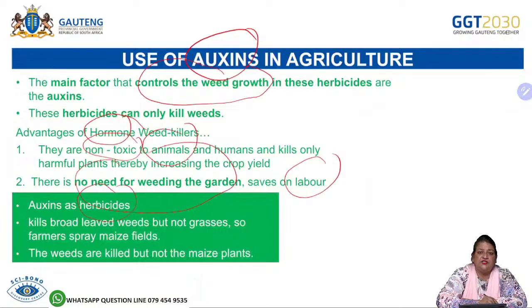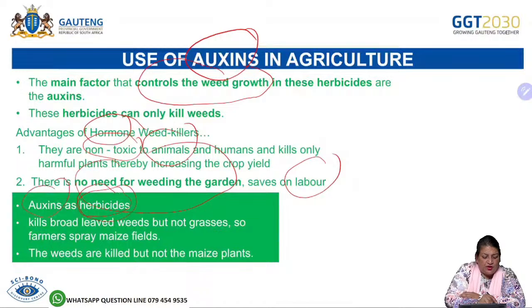Auxins act as herbicides. So anything that kills a weed or a plant is a herbicide. Remember, if you're using Doom or Raid, then that becomes an insecticide to kill insects. If you're using, for example, Ratex, that is a pesticide. But when you use a chemical hormone to kill the weeds, it's then called a herbicide. And we can use auxin as a herbicide, but it is also very expensive. So sometimes farmers opt to rather use people to pull out the weeds, because the auxins are just as expensive, and they might as well just pay the laborers.